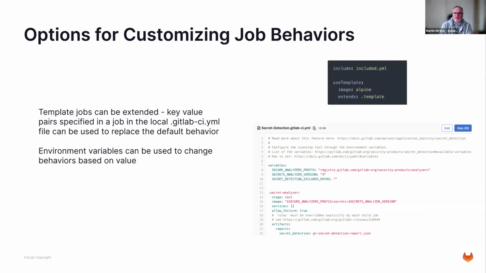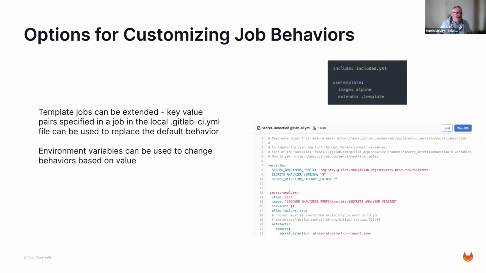In the lower example there, in the secrets detection GitLab CI YAML file, we're providing variables that can be used to drive how that particular template behaves. So, for example, in the secret analyzer job there, a hidden job, what we've got is this image, and then we've got a path. And if we change the variable prefix, or the secure analyzer's prefix variable, for example, at runtime, which we can do, we can change the behavior of how that template job actually works. So we can customize job behaviors.